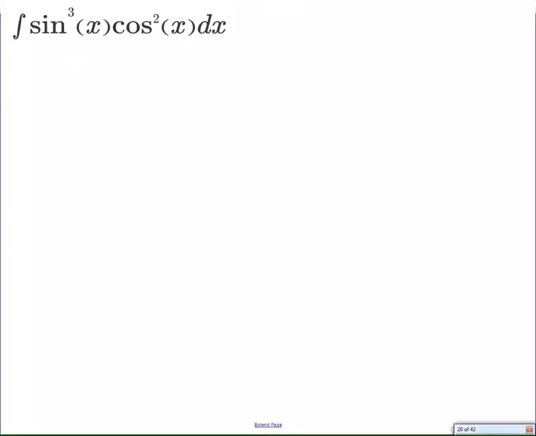Let's try something a little bit more interesting. Now I can see sine cubed of x and cosine squared of x, and the one thing I do know is that if I was to take the derivative of the sine cubed, I would have to chain rule it, and I would get 3 sine squared of x times the cosine of x, which doesn't match the cosine squared. So I'm going to have to be a little bit more creative here. Here's where experience and creativity come into play.